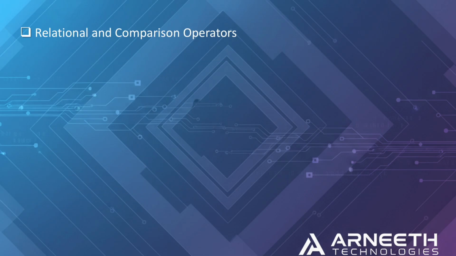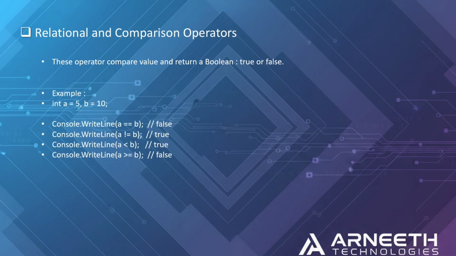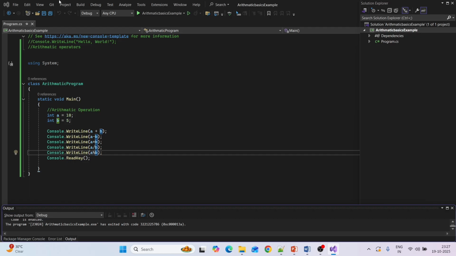Relational and comparison operators. These operators compare values and return a boolean value, true or false. What kind of operation is this? For example, a is equal to 5 and b is equal to 10. Now we can check how these results will work. We have this example and we will comment on the result.